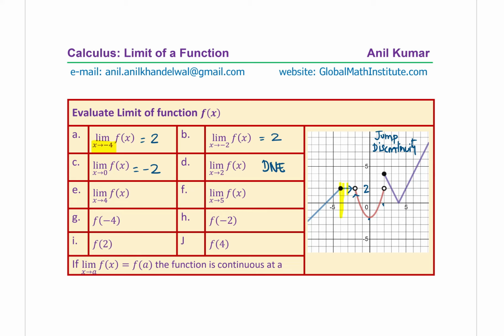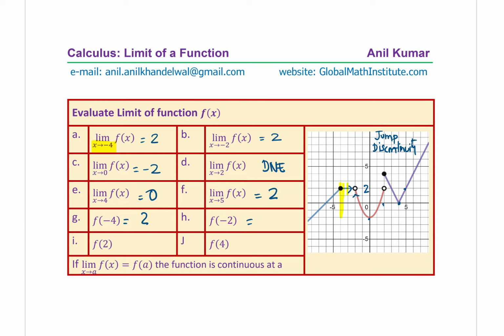Now, at 4, what is the limit? Well, at 4, we know the point has a limit of 0. It is on an x-intercept. At 5, we have a value, which is 2. At minus 4, what is the value of the function? When we write like this, f of minus 4, f of minus 4 is the value of the function at minus 4, which is equal to 2.